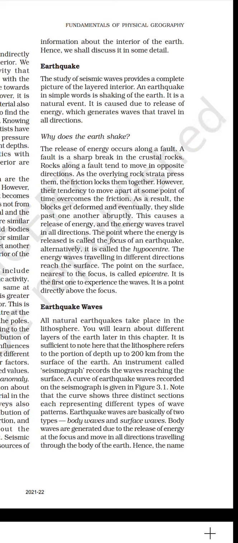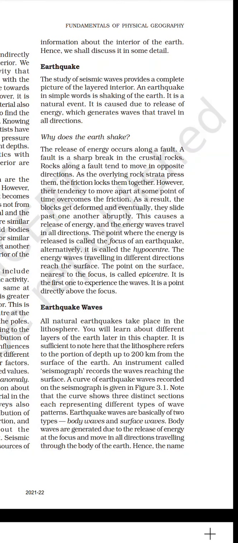The point where the energy is released is called the focus of an earthquake. Alternatively, it is called the hypocenter. The energy waves traveling in different directions reach the surface. The point on the surface nearest to the focus is called epicenter. It is the first one to experience the waves. It is a point directly above the focus.